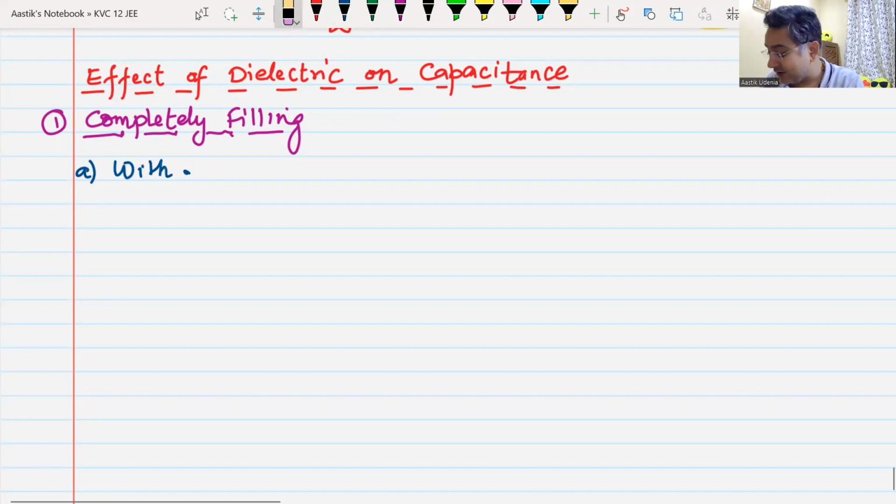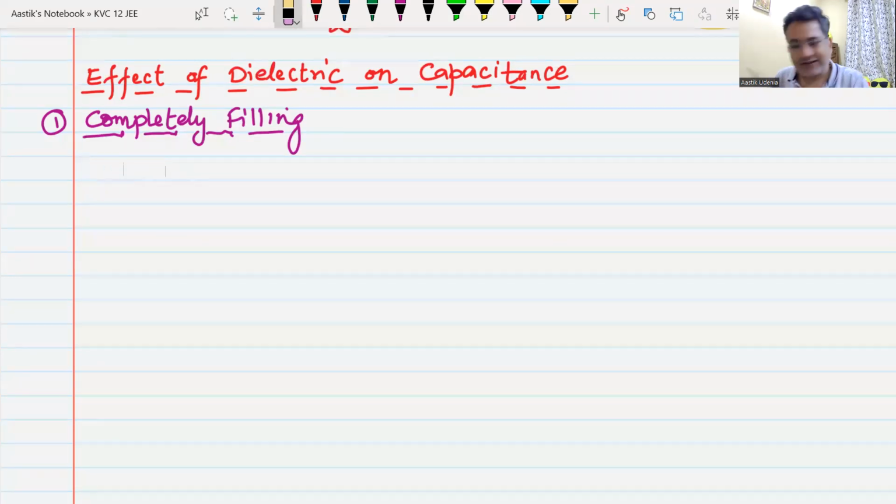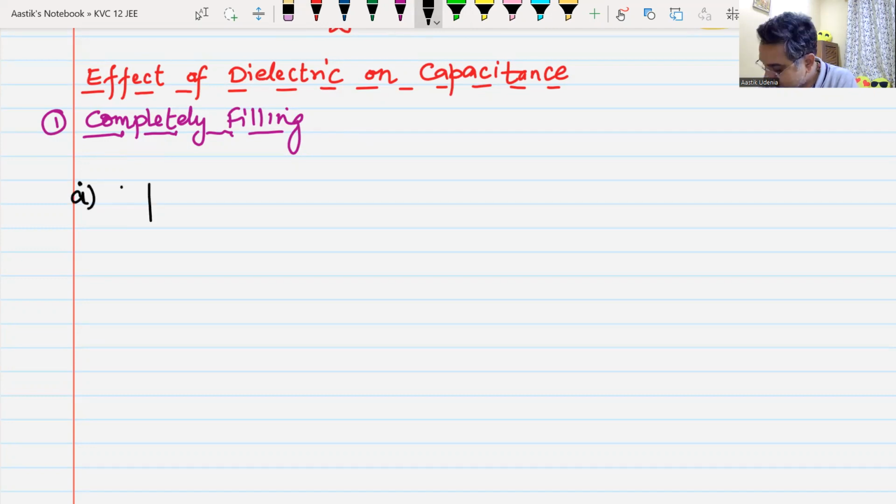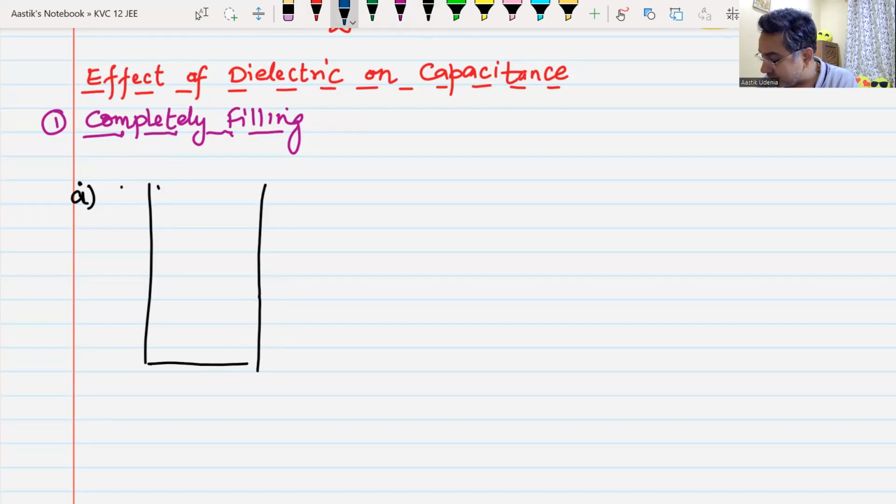Completely filling. Let me not make too many subcases, otherwise it just becomes impossible for you to understand. So how does this case come? Let us call this case A. I have this capacitor plate and I fill a dielectric completely, filling up the space.